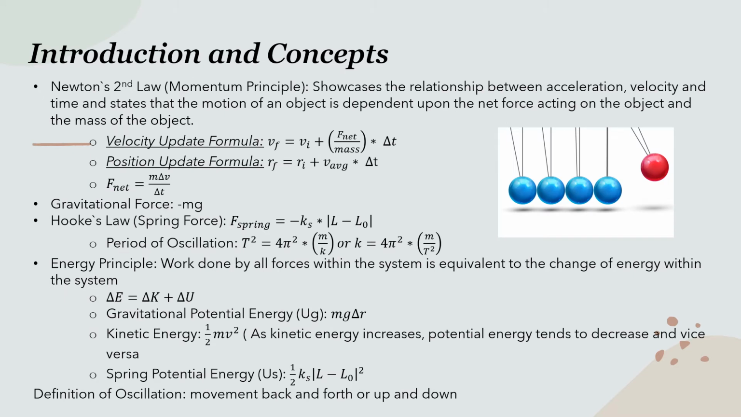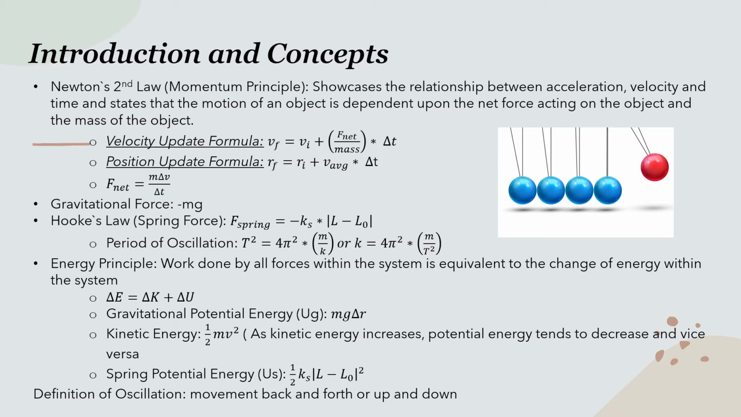As we mentioned in previous labs, Newton's second law showcases the relationship between acceleration, velocity, and time, and states that the motion of the object is dependent upon the net force and the mass of the object. Two variations of the formula are the velocity update formula and the position update formula, as well as F net equals mass times change of velocity over change of time. The gravitational force is equal to negative mass times gravity.